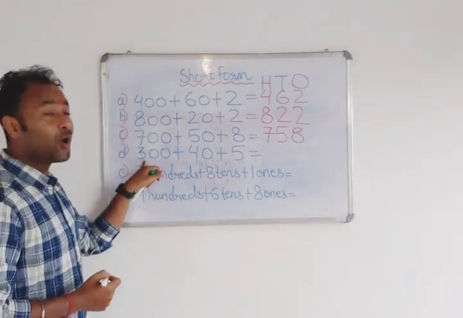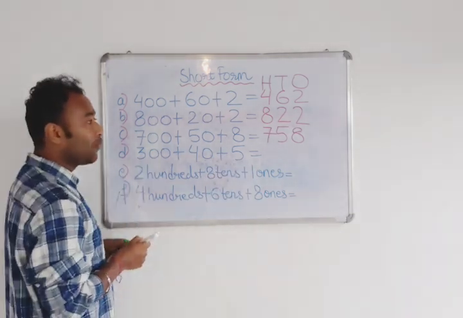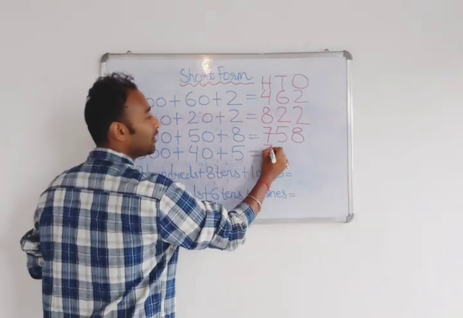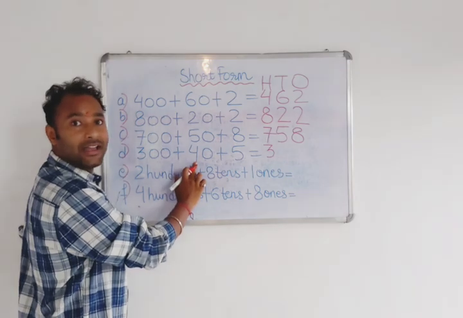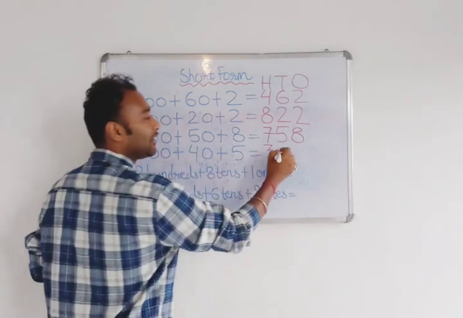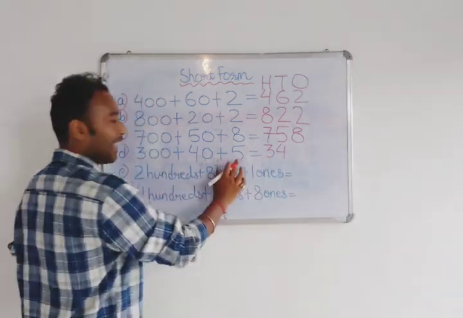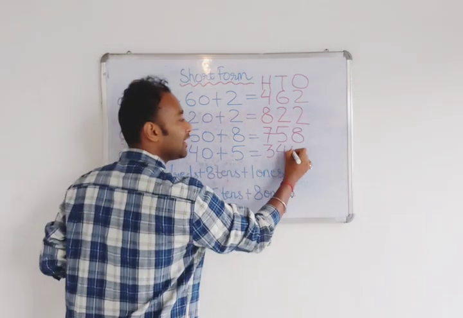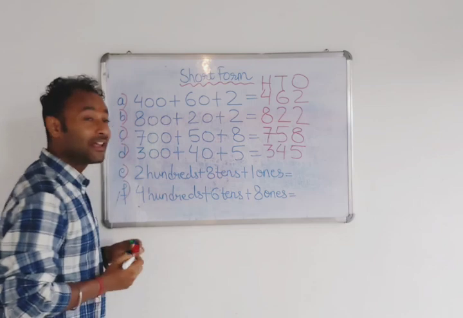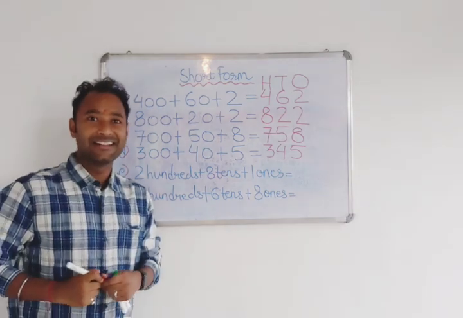Now, in the next part, it is 300 plus 4 tens and 5 ones. So, how many hundreds are there? So, you will write 3. Here, how many tens are there? It is 4. And here, how many ones are there? It is 5. So students, is it interesting?